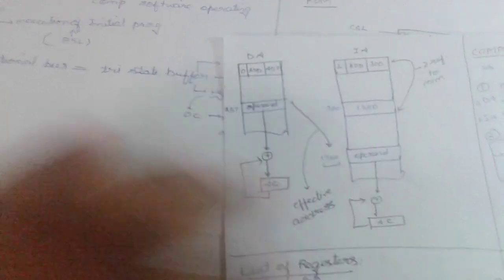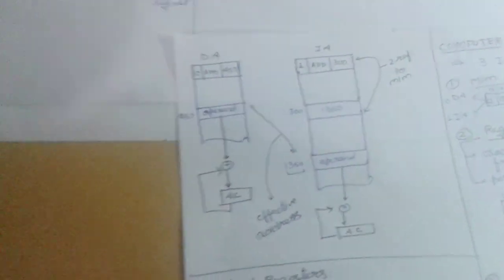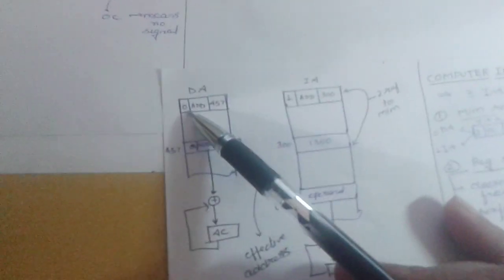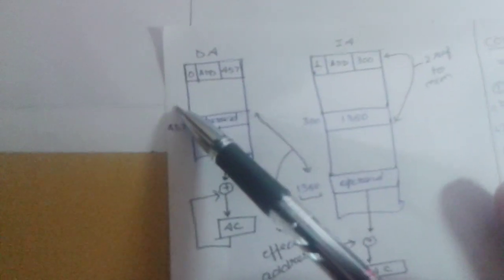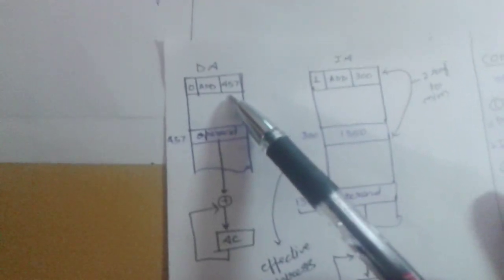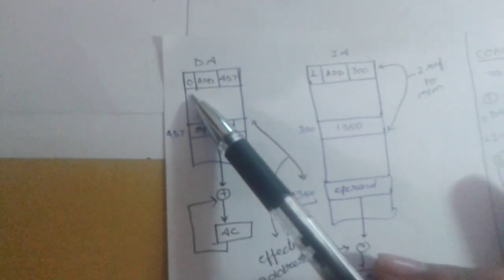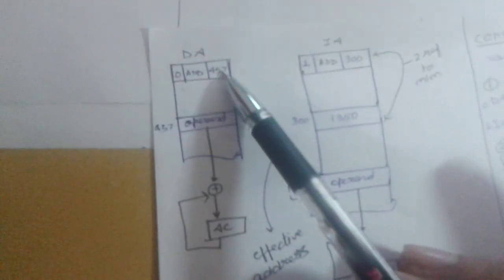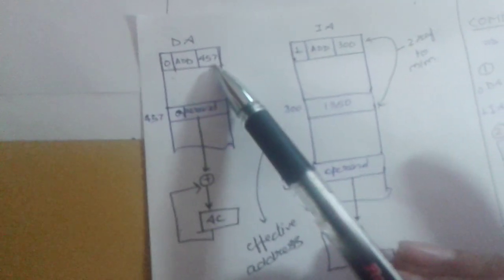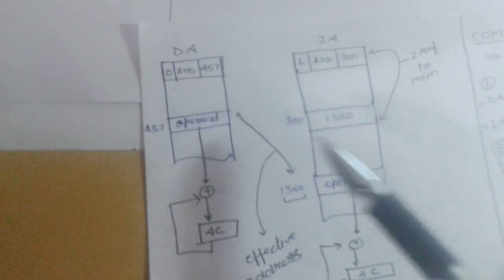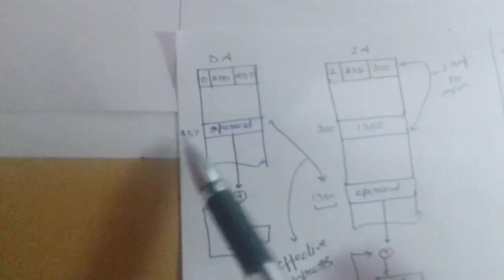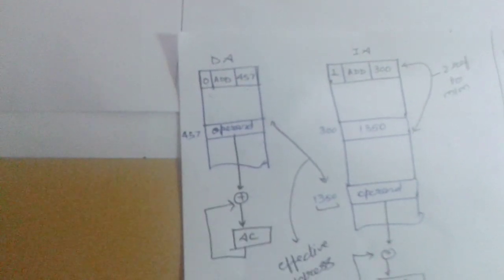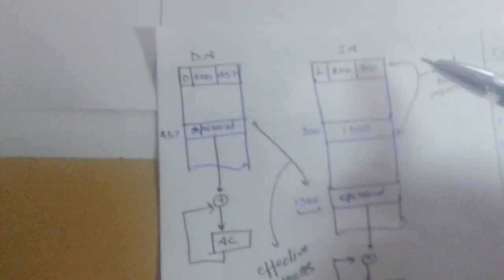Let us discuss a bit more about direct and indirect addressing modes. For direct addressing, this bit is 0. Suppose we have the instruction 0 add 457. What does it mean? 0 means direct addressing mode, so 457 is the address of the memory location that contains the data. We go to 457, and it has the operand. We add this operand to the content of the accumulator and store the result in the accumulator. This is direct addressing.